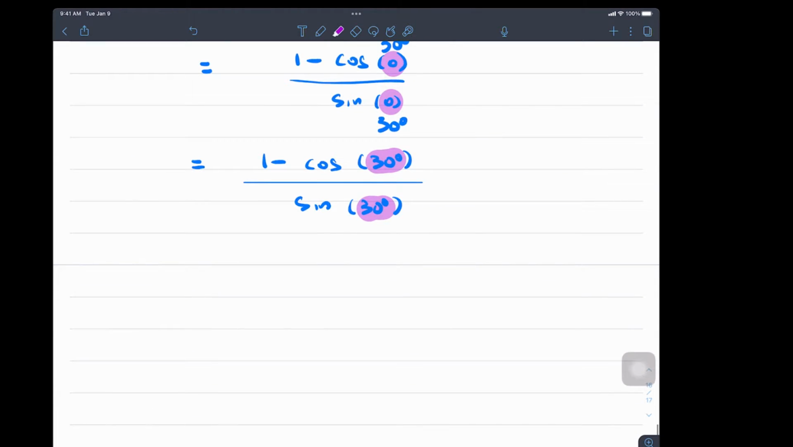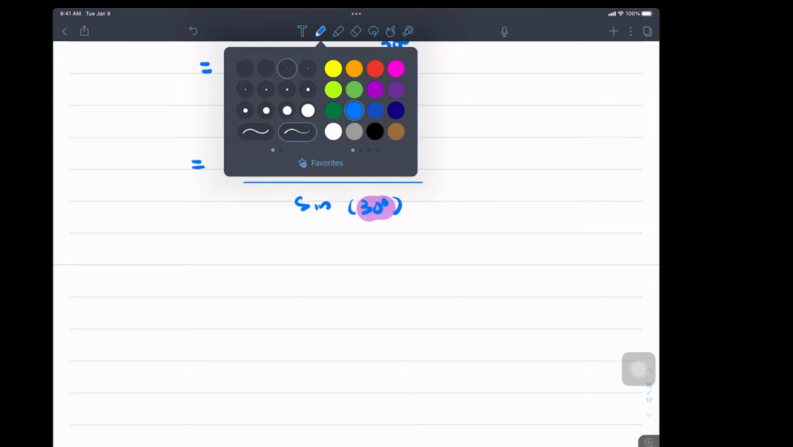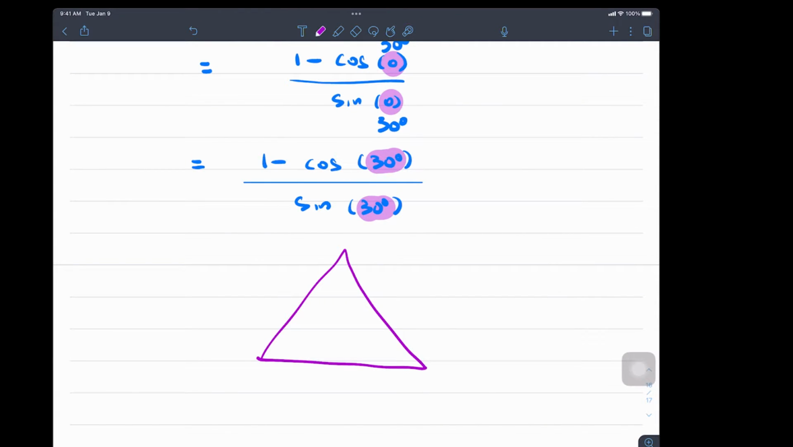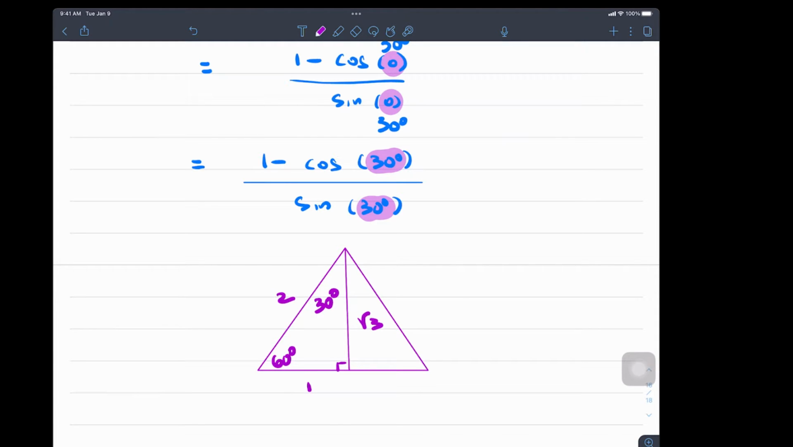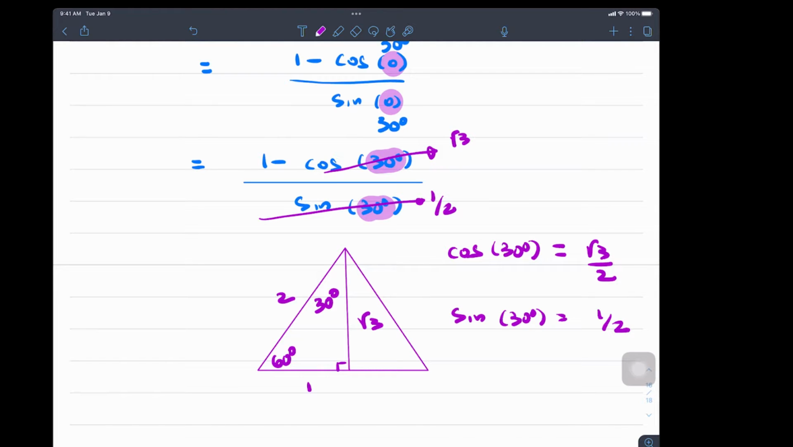So I just need to know what cosine 30 is and sine 30. Is that right? So remember that day I said, hey, memorize that special triangle. Man, was I right. 60 degrees, 30 degrees, 2, 1, square root of 3. Cosine of 30, what's cosine 30? Yep. And what's sine 30? Is that 1/2, right? So this one's going to be 1/2. Well, this one's going to be what? Square root of 3 over 2.